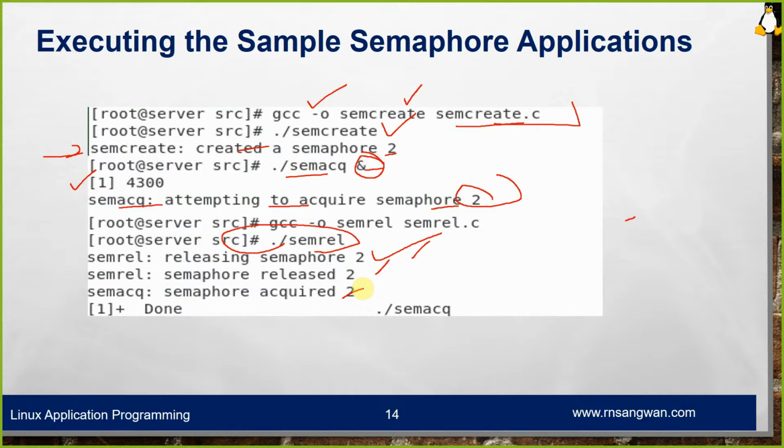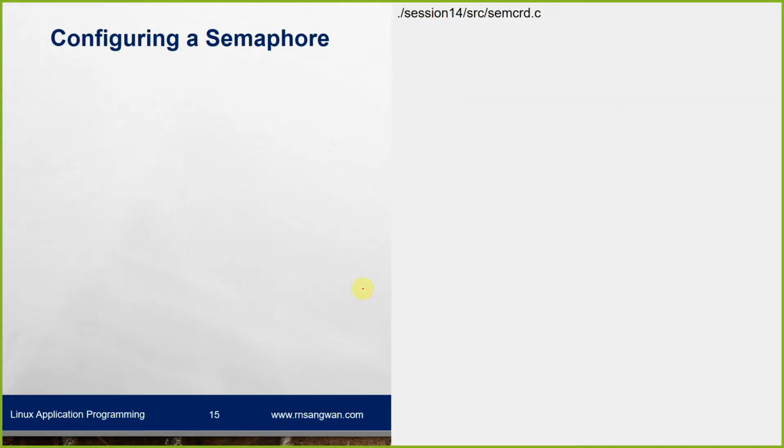But what is the real application? Without a real application, probably the concept will not be that clear. So first, let's look at the API we discussed so far. Configuring a semaphore first.